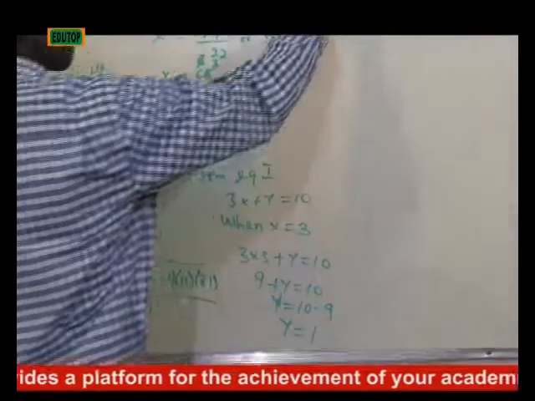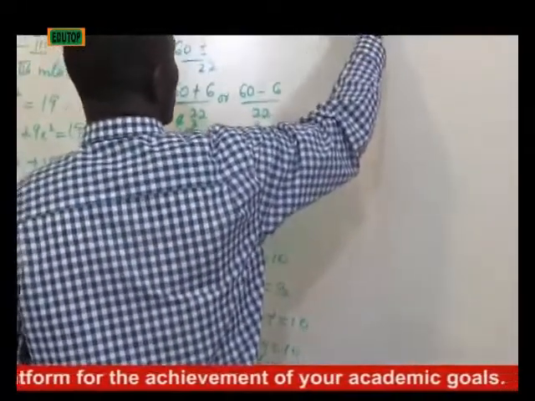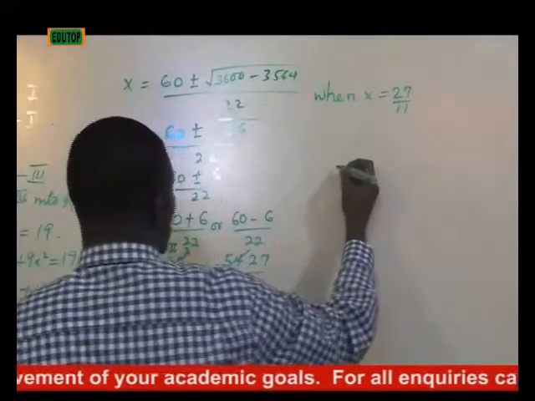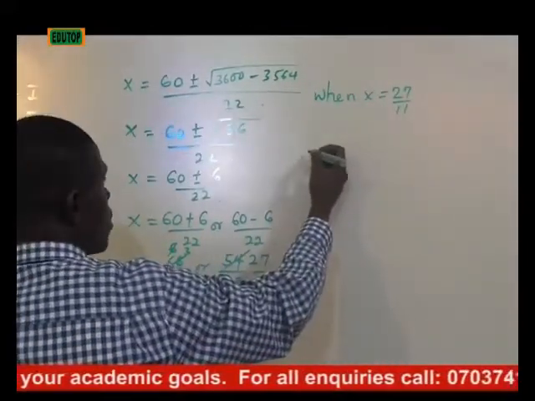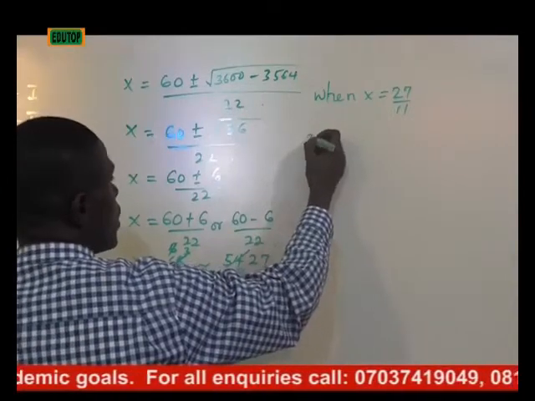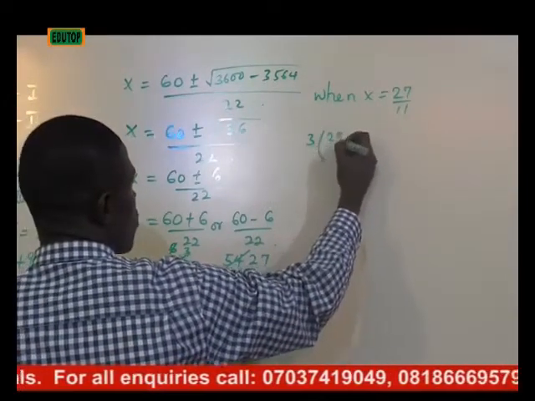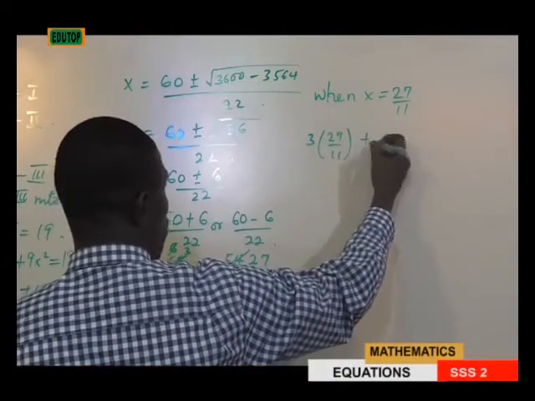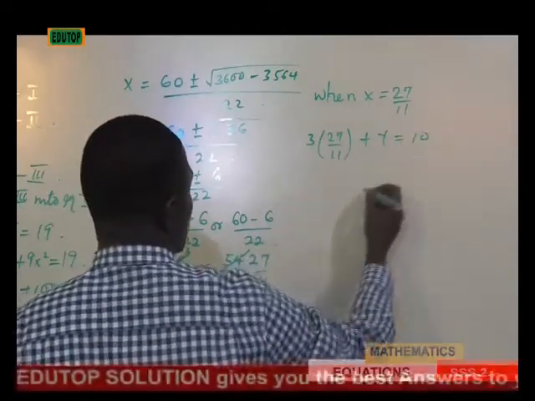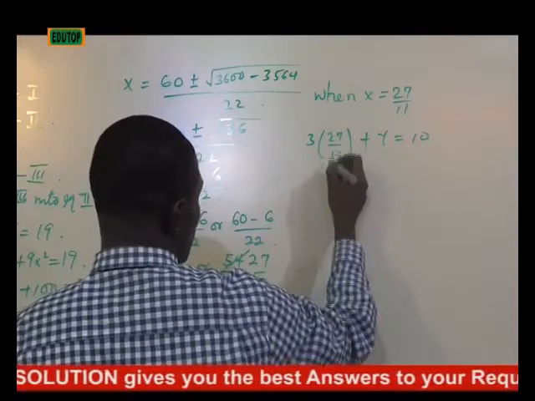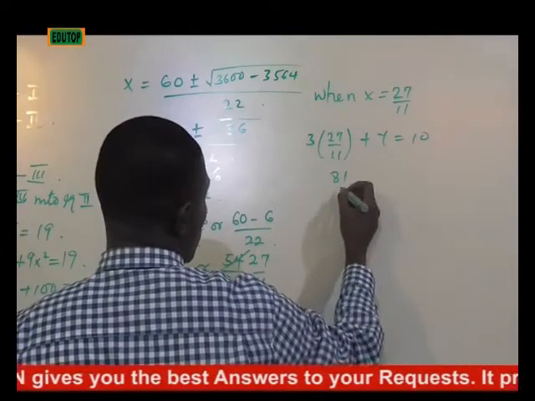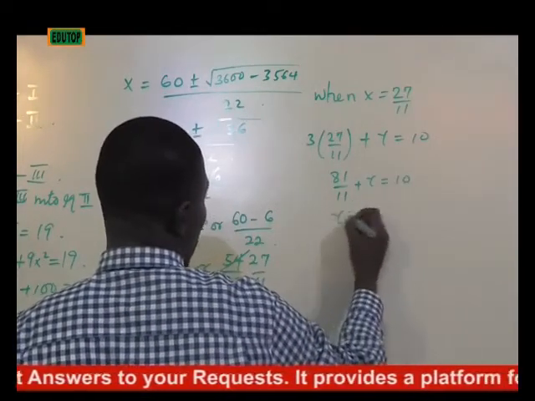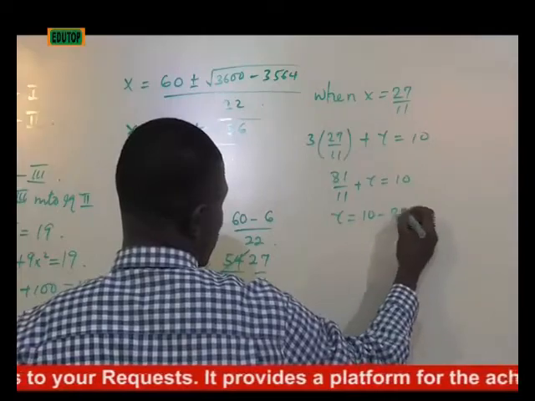Then the second case, when x is equal to 27 over 11. So we have 3 into 27 over 11 plus y equals 10. So automatically this becomes 81 over 11 plus y equals 10. And our y now becomes 10 minus 81 over 11.